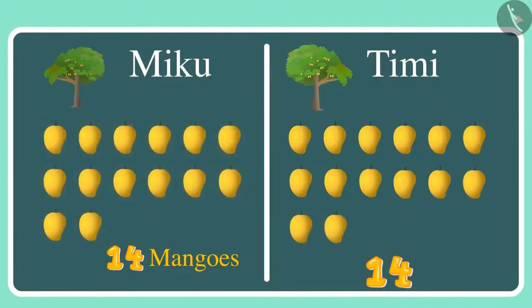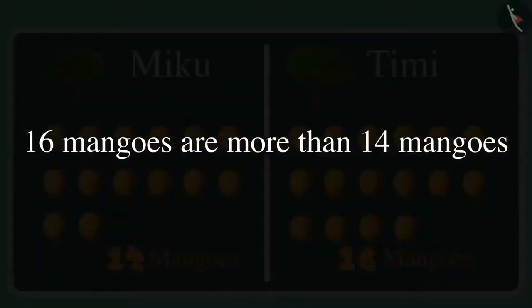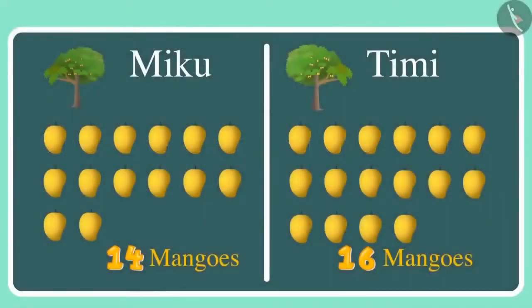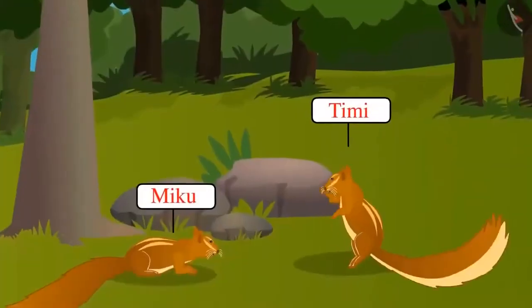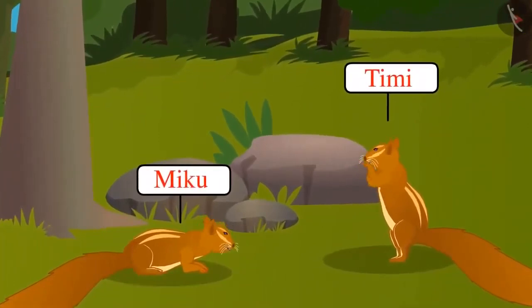That's equal to the number of mangoes in Miku's tree. But there are more, 15 and 16 mangoes. This means Timmy's tree has 2 mangoes more than Miku's tree. 16 mangoes are more than 14 mangoes. And so there are 2 more mangoes on Timmy's tree. Yay! I told you, Miku, that I have more mangoes on my tree.